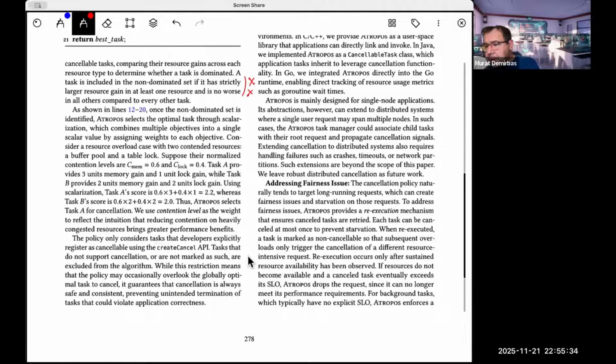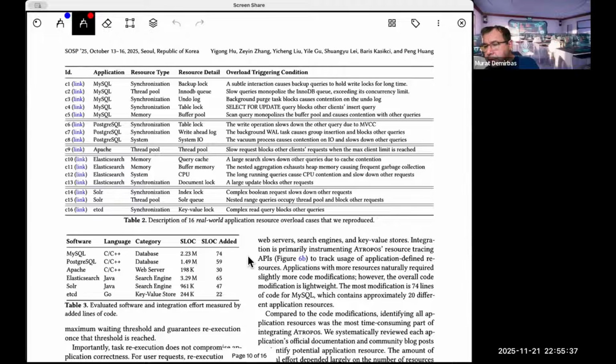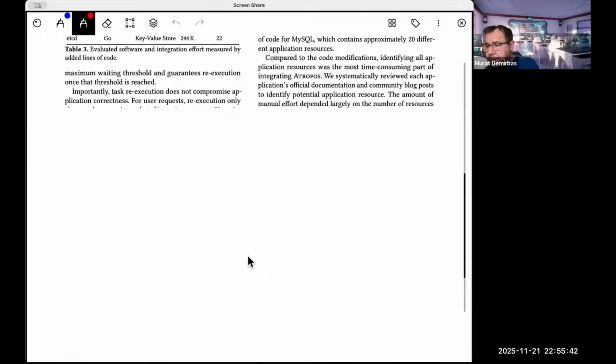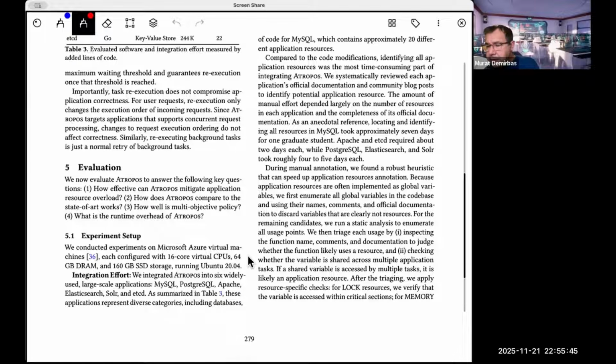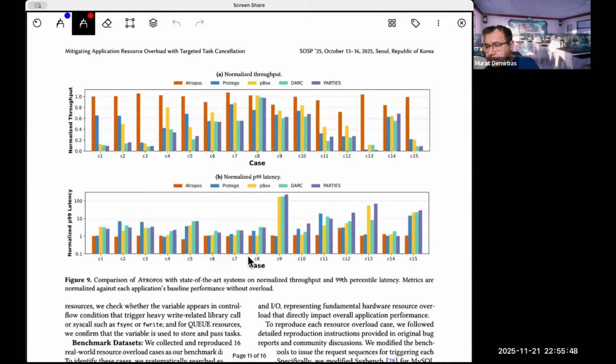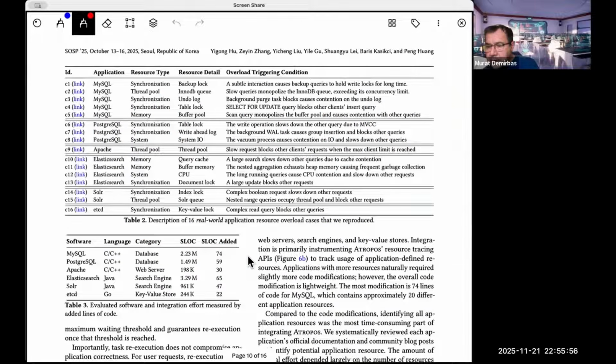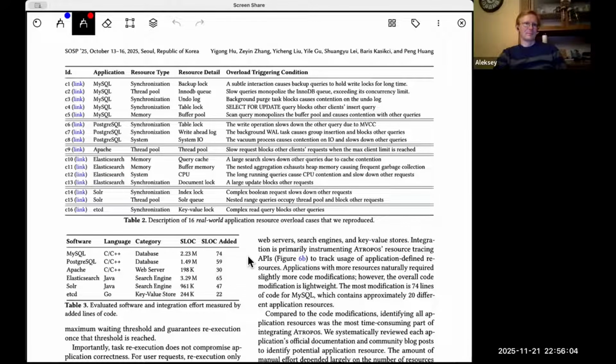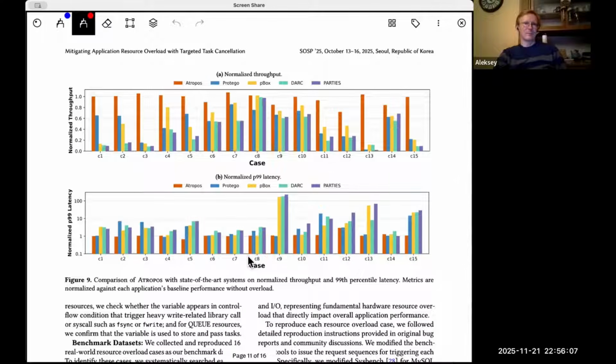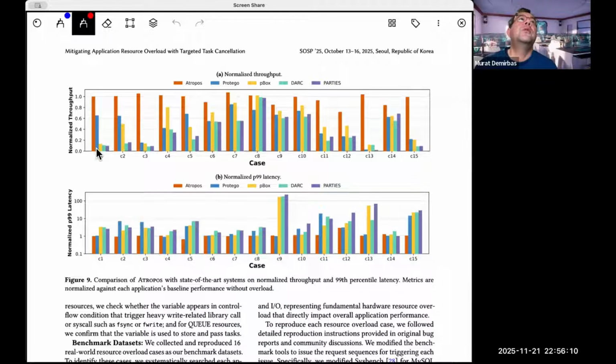Implementation, addressing fairness issues. Table 2. Evaluation. Normalize P99. Okay, these cases C to 15. The first 5 is MySQL. The next 3 is Postgres, and so on. Atropos, Protego. Wow. Yeah, it's a big difference.